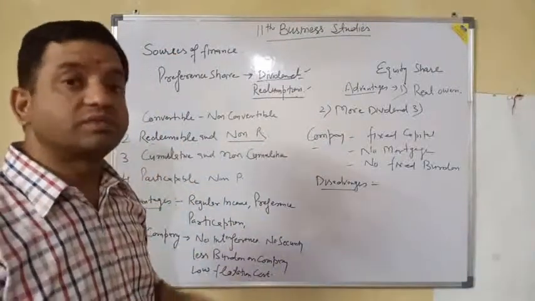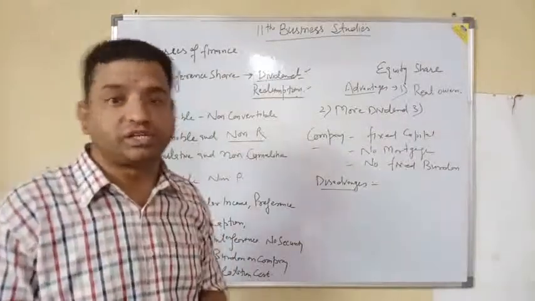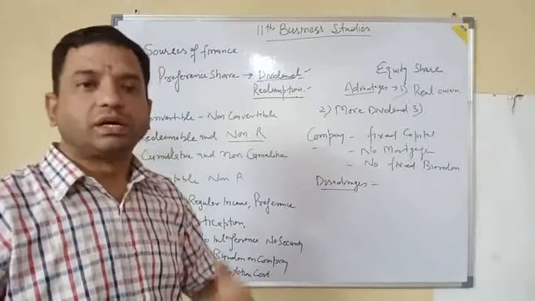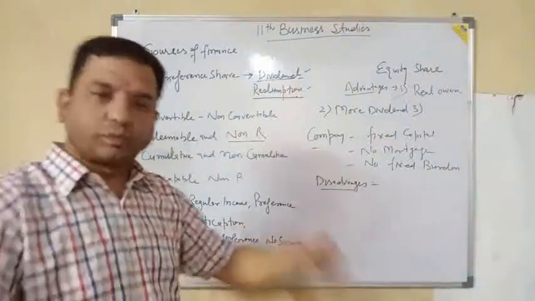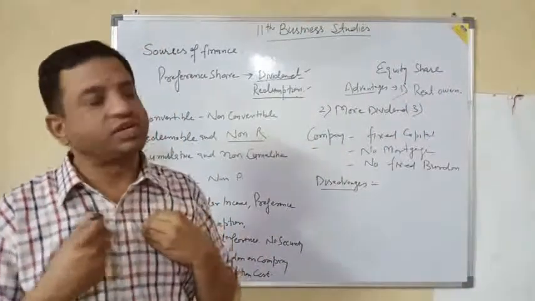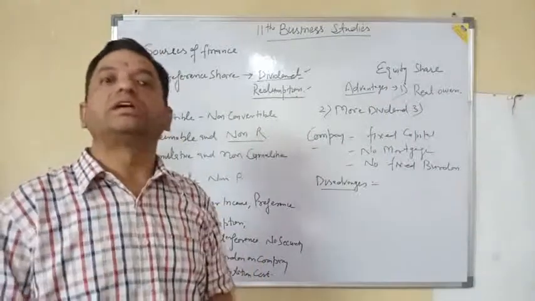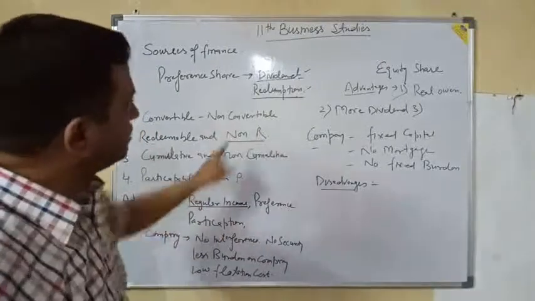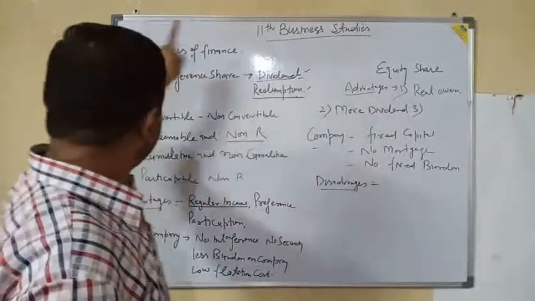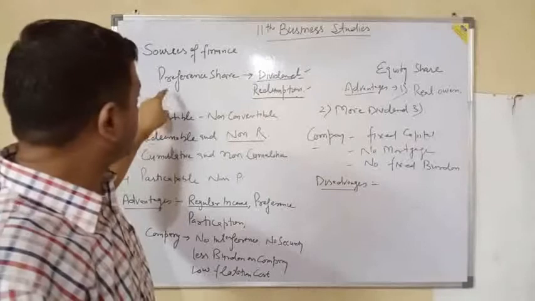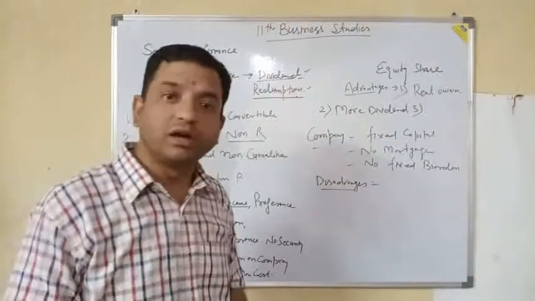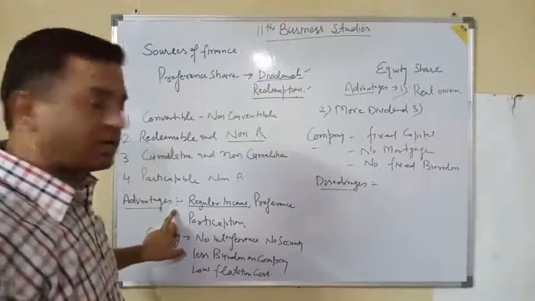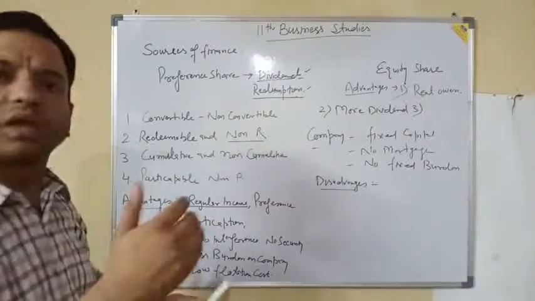Now we will discuss what are the different types of advantages a company will get or an investor will get investing in preference shares. Suppose as an investor, if I am investing in preference shares, what advantage will I get? First of all, regular income, because as compared to equity shares, first preference is given to the preference shareholder in order to give the return. So comparatively, I have the advantage of getting a regular income.